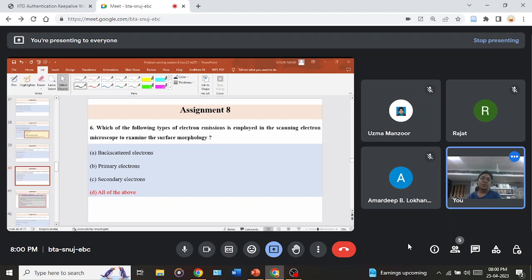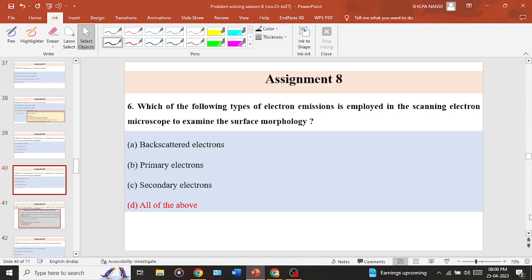Right. So any doubt till now? Backscattered and primary both are same. C is your secondary electron. So we have all of the above as the correct answer. Okay, so we'll go to our next question.